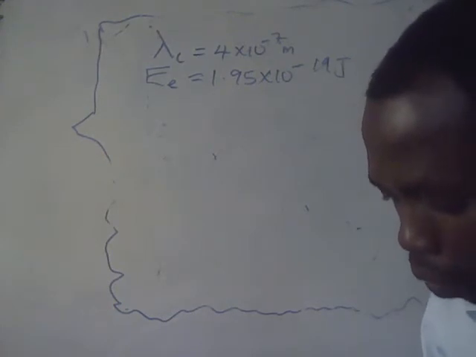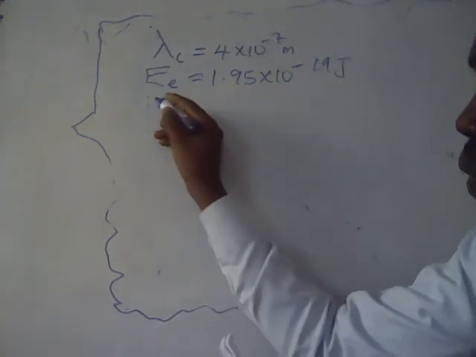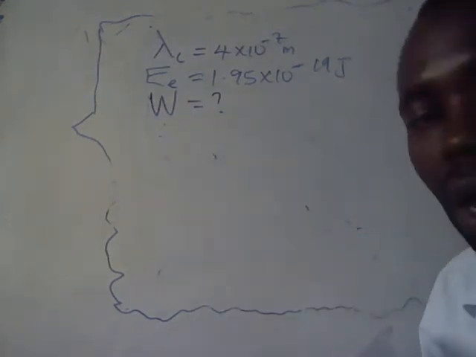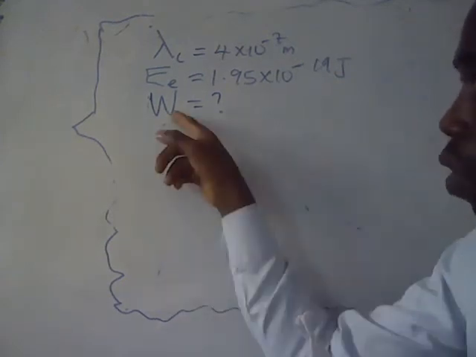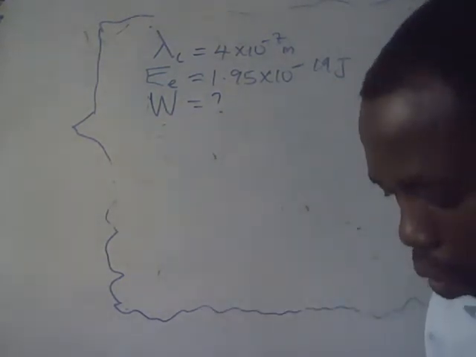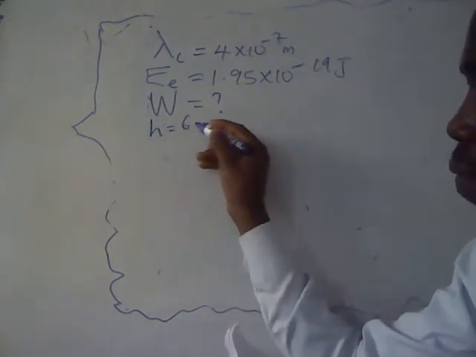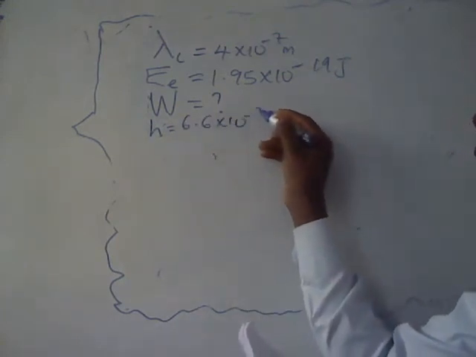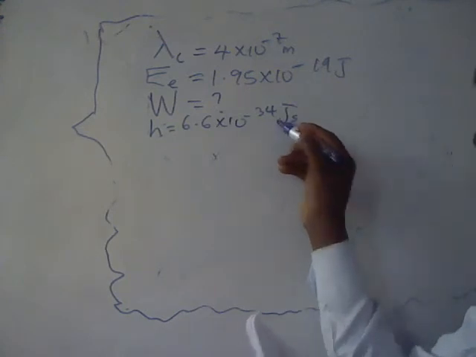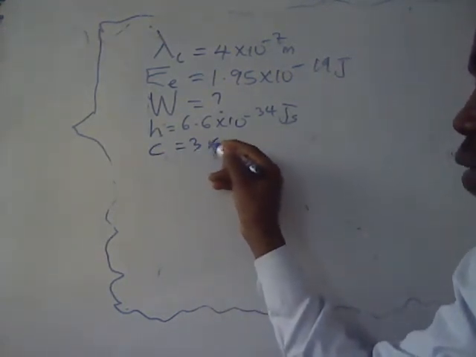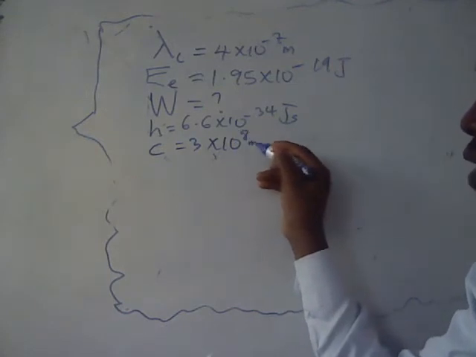Now calculate the work function of the metal. Work function of the metal, let me represent it by capital letter W equals question mark. Okay. So, we are given H, the Planck constant, as 6.6 times 10 raised to the power minus 34 joule seconds. We are equally given the speed of light, small c, as 3 times 10 raised to the power 8 meters per second.